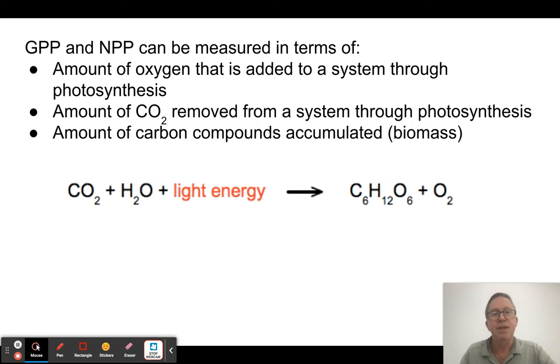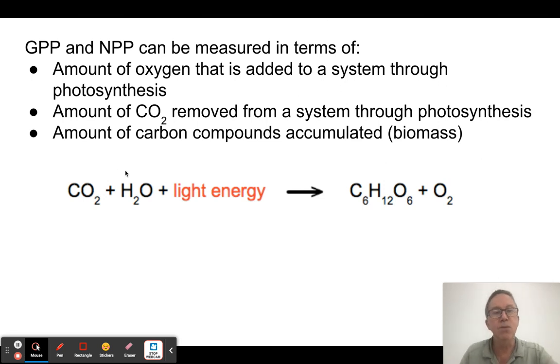Now, one way, obviously, of measuring GPP and NPP is to measure the mass, right? So biomass is a great way of doing it. But there are other ways of doing it, because sometimes this can be a little bit difficult, since plants have other things in them other than carbon compounds. They have water in them, for instance.